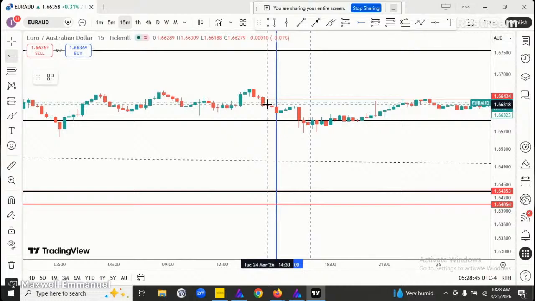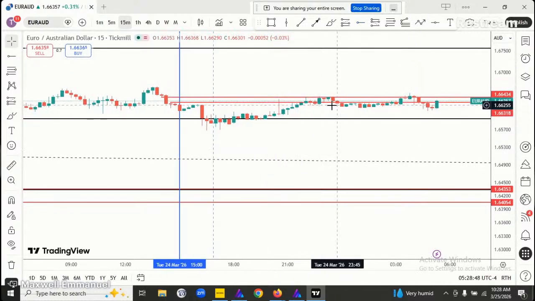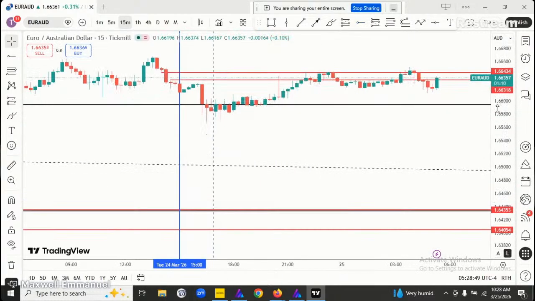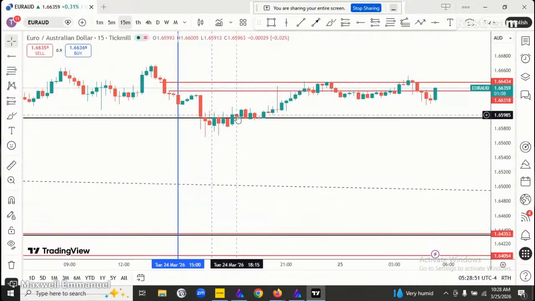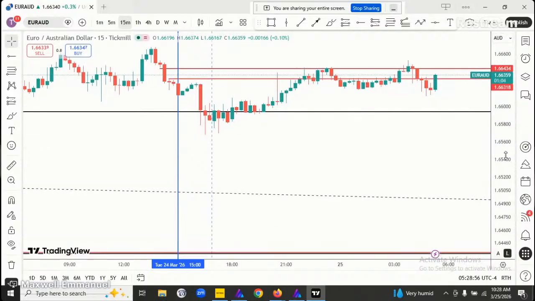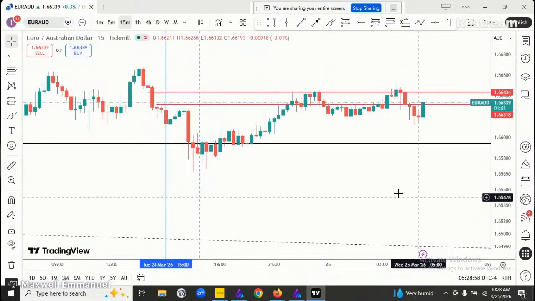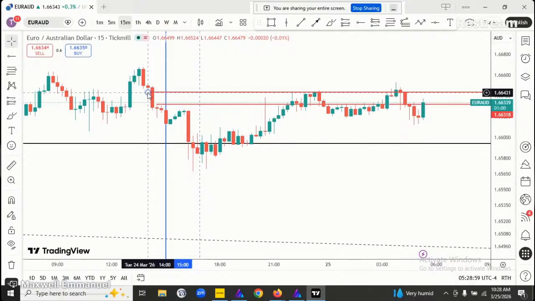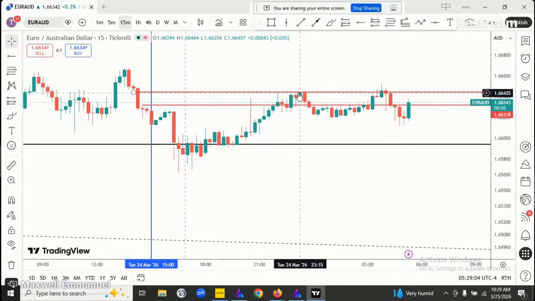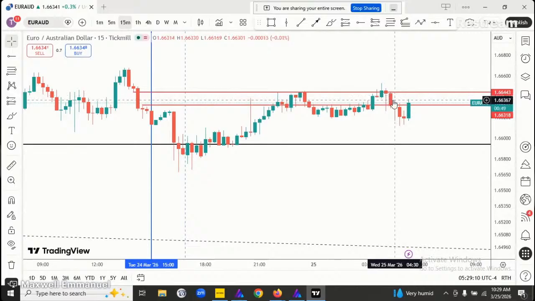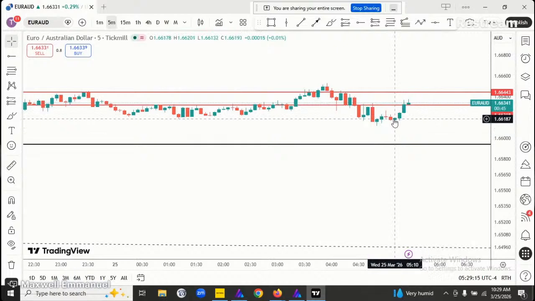Let's see where price is at the moment. You can see that could be the reason for this buy. So this gap has been filled, and there's a high probability Euro Aussie will sell from that point. You can see that it was rejected at this point, and also rejected at this point. Let's see 5 minutes, and whether the fair value gap was created.